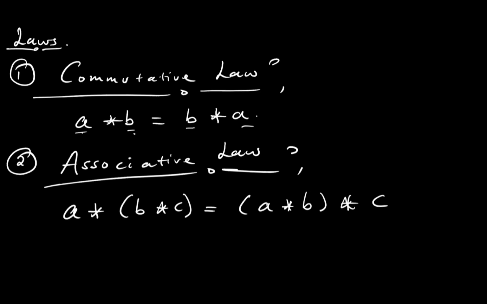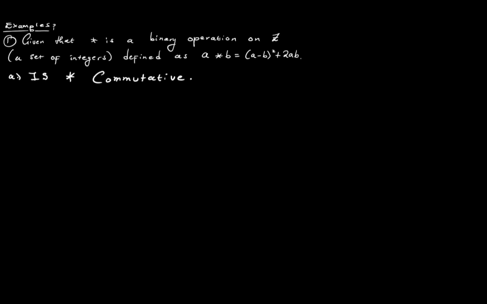Now, let us try to understand these binary operations with an example, or examples to say. Alright, so let's begin. Given that star is a binary operation on Z, of which Z is a set of integers, defined as such, we need to answer the following questions, in which the first question is: is star commutative?